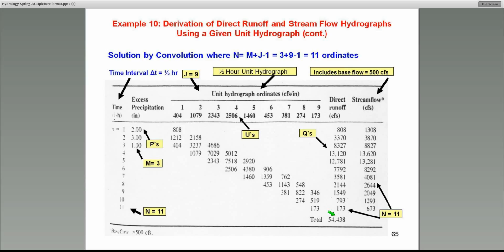Obviously, that should match up with the rainfall excess amount. In this case, it was 3 plus 2 plus 1. This is 6 inches. So you should see that conversion give you 6 inches of volume of direct runoff. If it doesn't, it means you goofed up somewhere. So that's one way to run a quick check.